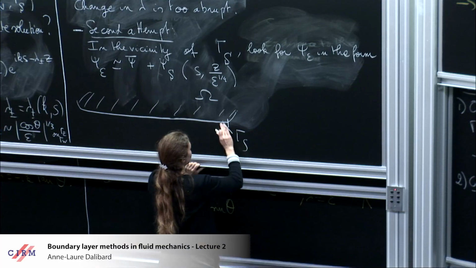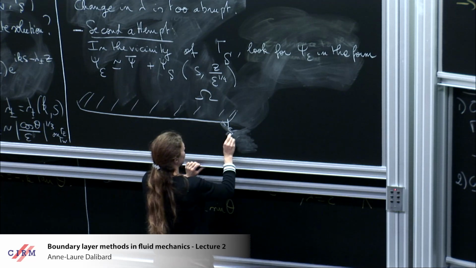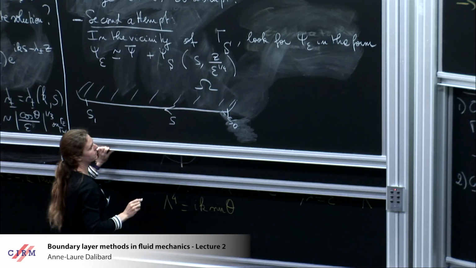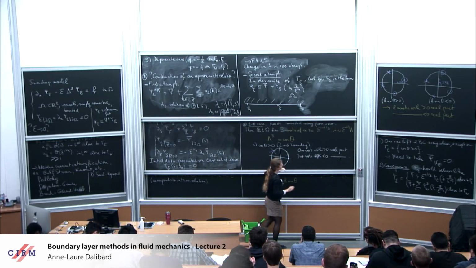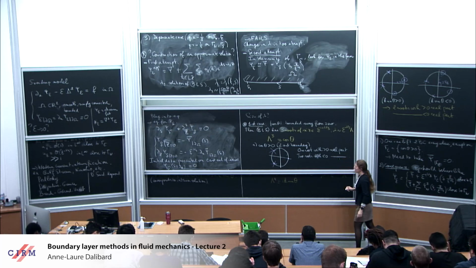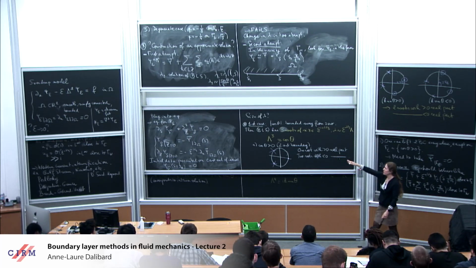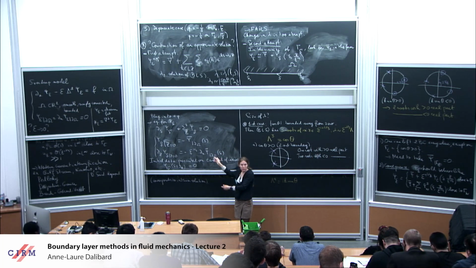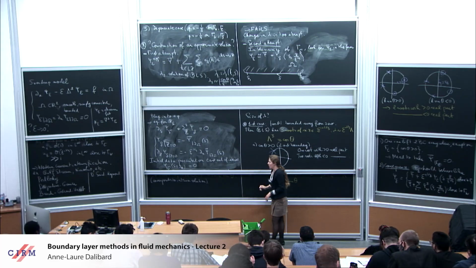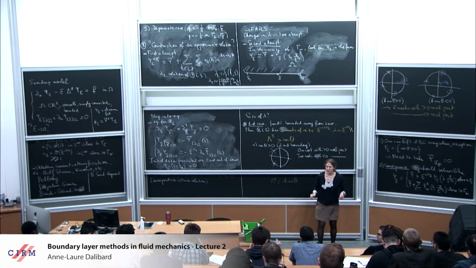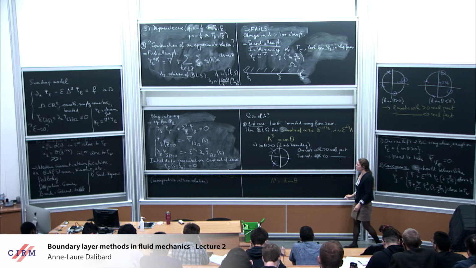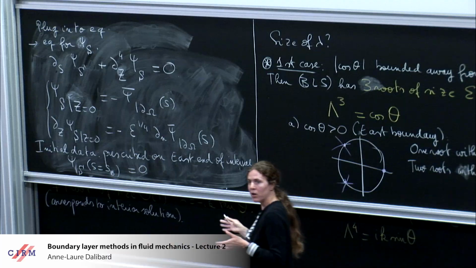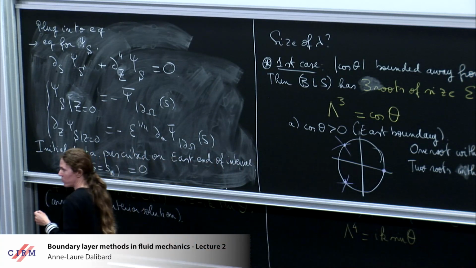So my S naught, this will be some S1, and let me remind you that S goes up. Okay, so you prescribe an initial data for this evolution equation on the east end of the interval, and then you just solve the equation with two boundary conditions. Okay, so at least locally, you know what you need to do for the south and the north boundary layers.